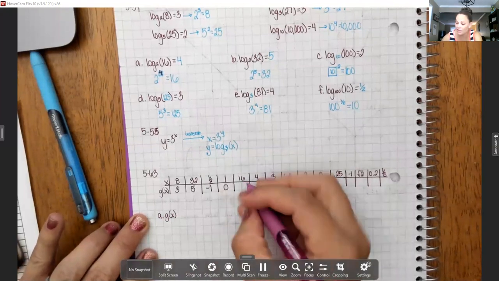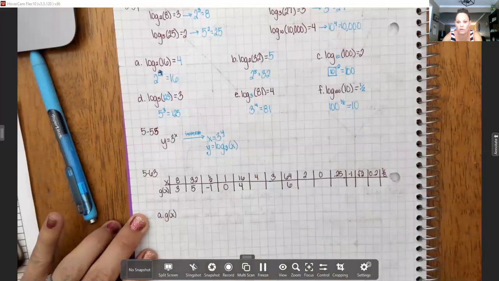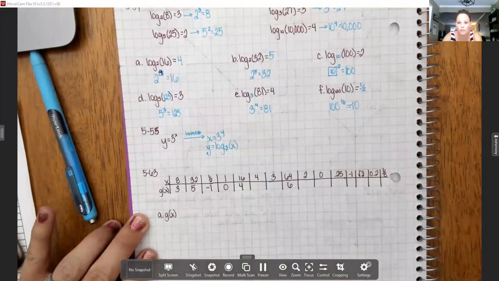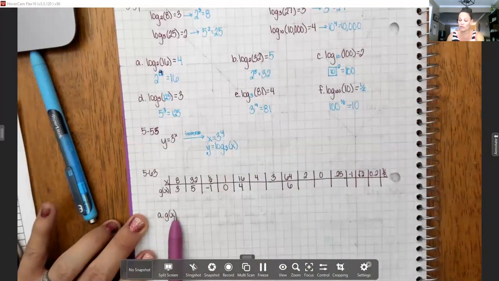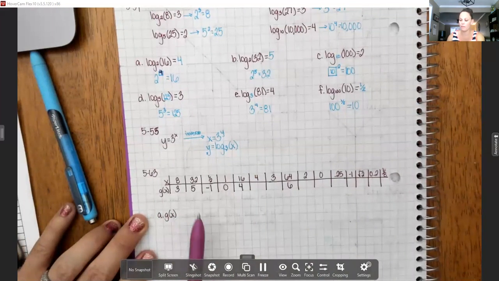Yes, if x is 16, y is 4. I think 3 or 4 people just told me that next one. So those of you still stuck, see if those help you. But A says describe an equation that relates x and g of x.